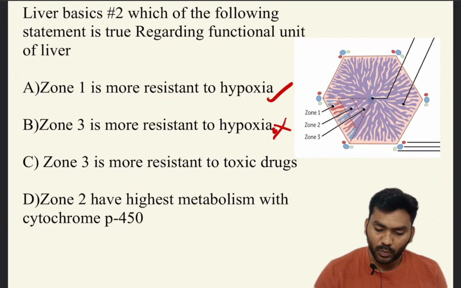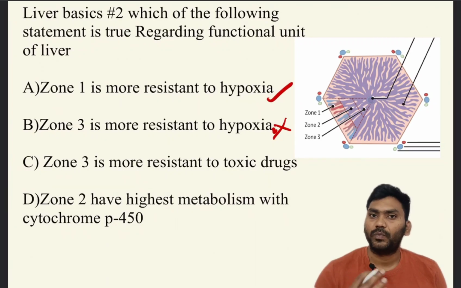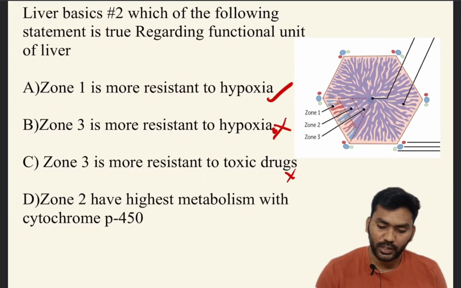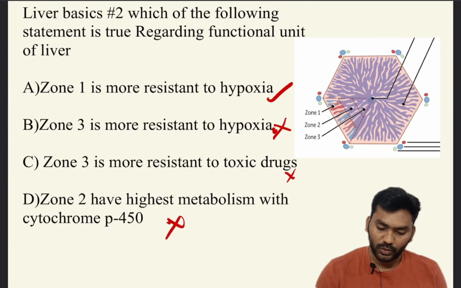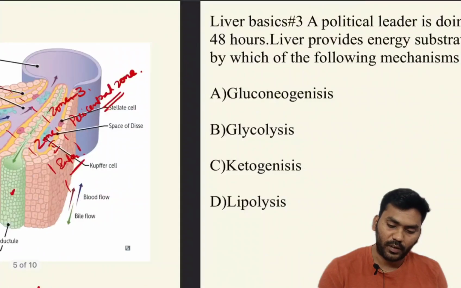Zone 3 is more resistant to toxic drugs. No, as this area is more metabolically active, this is more vulnerable to toxic injury. Okay, and zone 2 has the highest metabolism with cytochrome P450. No, we already discussed, zone 3 has the highest concentration of P450. So this is also a wrong option. The answer for this question will be option A.